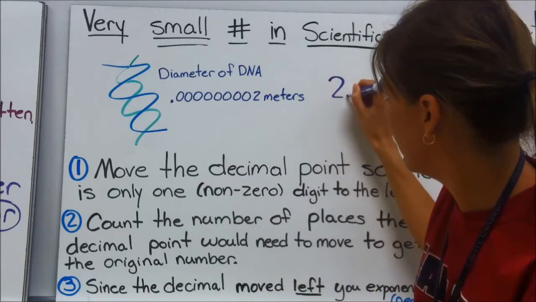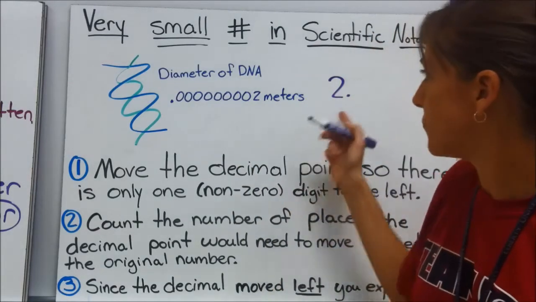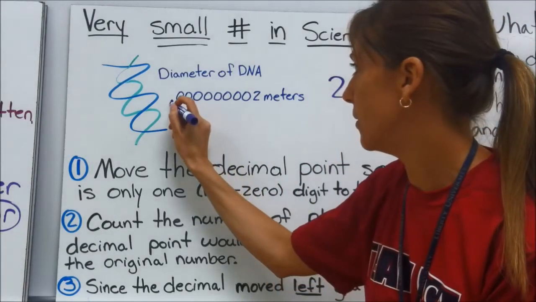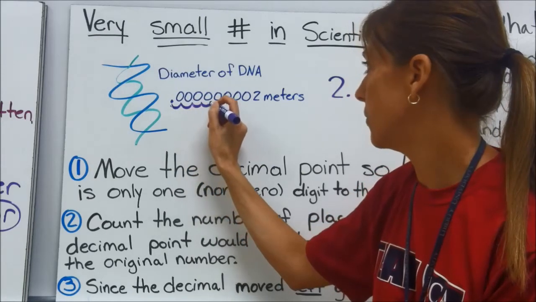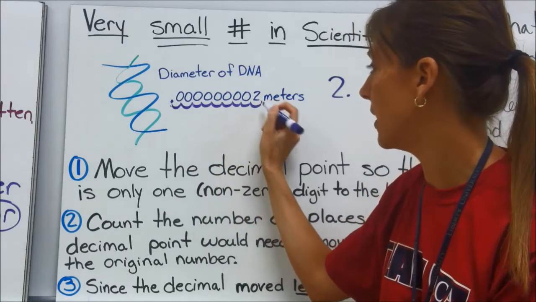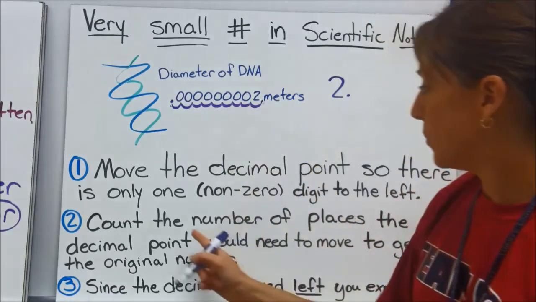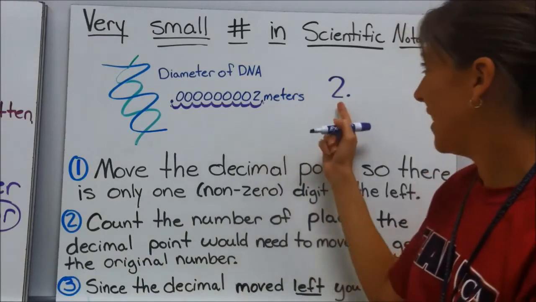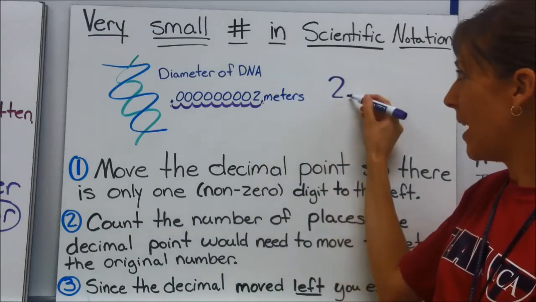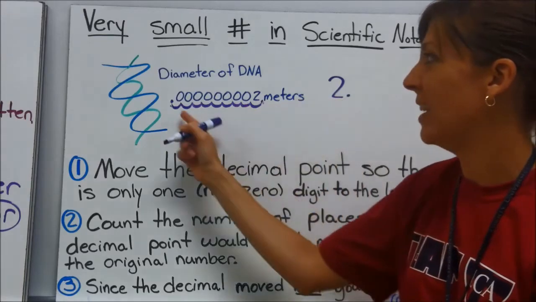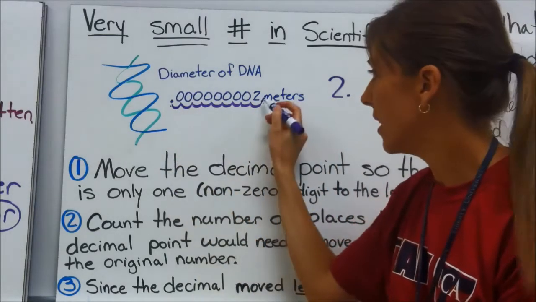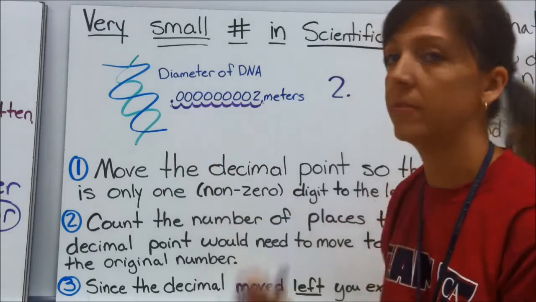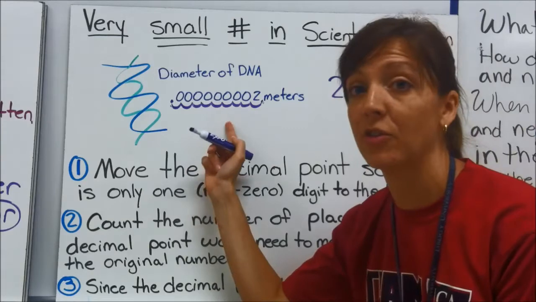So I'm going to rewrite this 2. I can put a point there if I want to, just to show you, but it's just a 2. And how many places did it move? Let's see. 1, 2, 3, 4, 5, 6, 7, 8, 9. And so next, we're going to count the number of places the decimal point would need to move to get to the original number. So here's my new number. How many times would I have to move the decimal point to get back to this number? 1, 2, 3, 4, 5, 6, 7, 8, 9. I'd have to move it 9 times to get back to the original number.